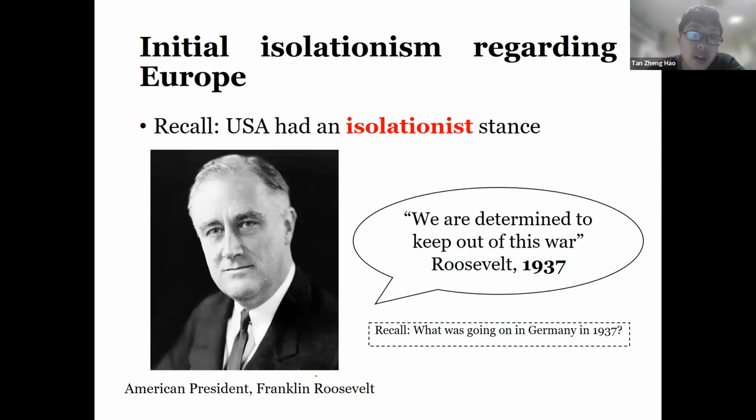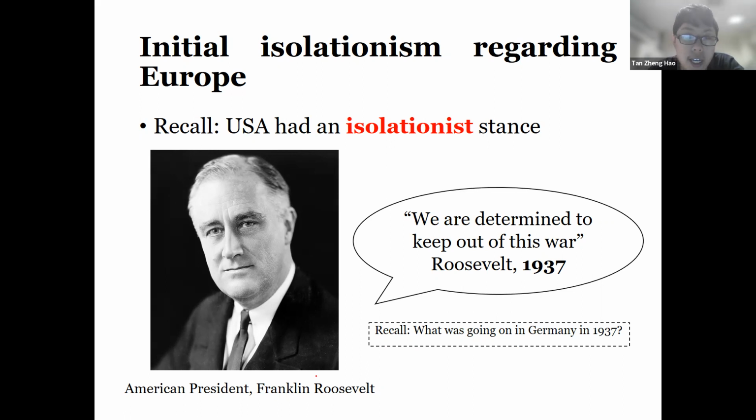Recall we learned in chapter 1 that the USA traditionally had a very isolationist stance. They did not want to get involved in wars that did not concern them. That's why back in World War I, they did not want to join the fight at the beginning, only joining the Allies when they pleaded for help. You also remember that the USA did not join the League of Nations because it did not want to get involved.